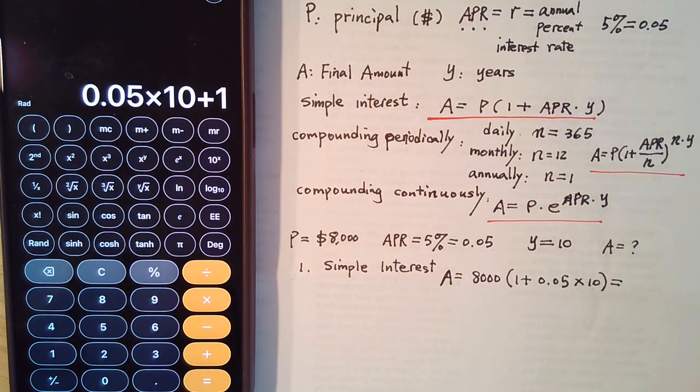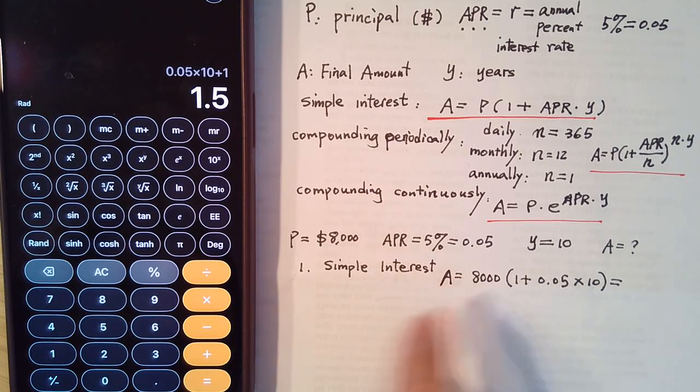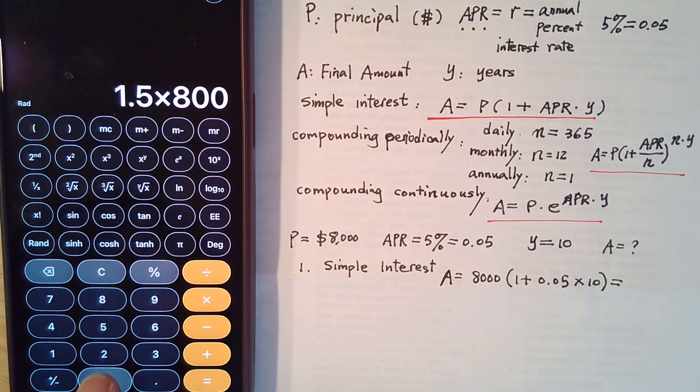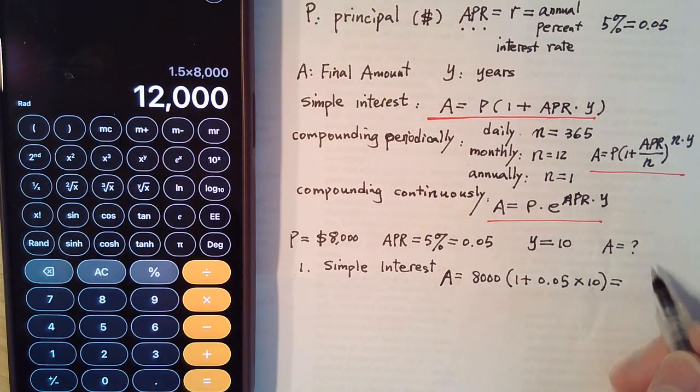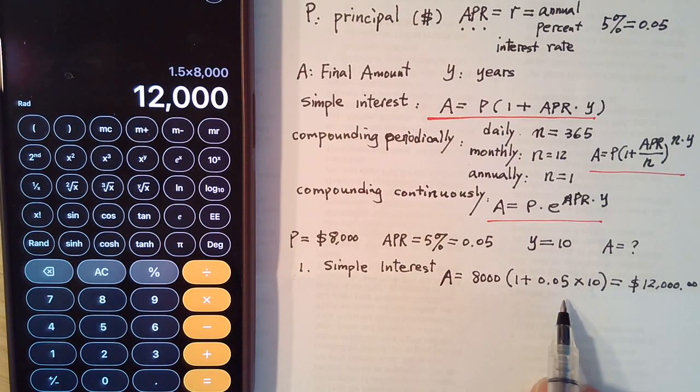But the good thing is you don't really need to write down the answer. So let me just do that, equal. So that's the value you have, or that's the answer for the parenthesis. And then you multiply by $8,000. Did you notice that I multiply by this 8,000 at the end? All right, so my answer is $12,000, which means if I put $8,000 in the bank for 10 years, and the bank pays me a 5% interest rate, simple interest, at the end of 10 years, I will have this much.